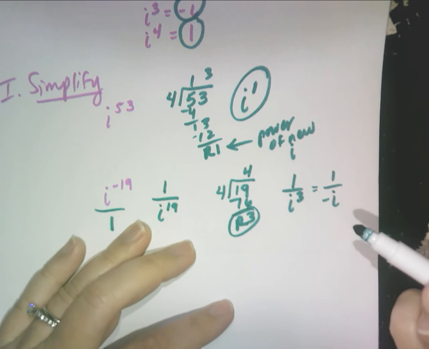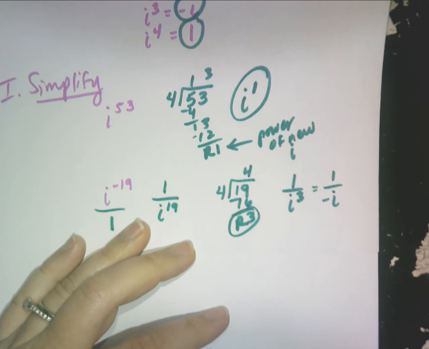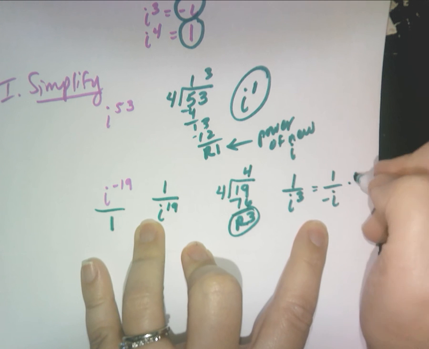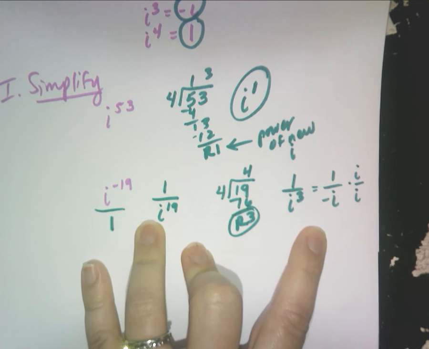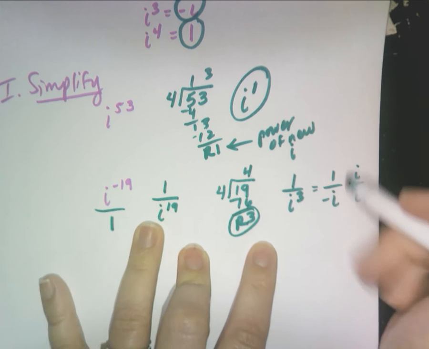No. Here's why. In mathematics, we don't like radicals in the bottom and i's in the bottom. We don't like that. So we want to get it out. And it's very easy to get out. All you have to do is multiply the top and bottom by i. Here's why. Here's what will happen.